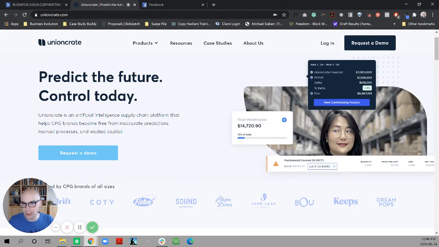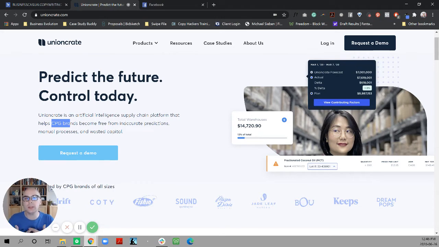Unioncrate is an artificial intelligence supply chain platform that helps CPG brands become free from inaccurate predictions, manual processes, and wasted capital. So again, we don't just talk about the task. We've eliminated the tasks here, and we've talked about what it is, and how it helps. So it gets rid of inaccurate predictions. That leads with that demand planning piece that appeals to both of them. And then we get into these other things. Manual processes, common to both demand planning and supply chain management, and wasted capital, common to both.